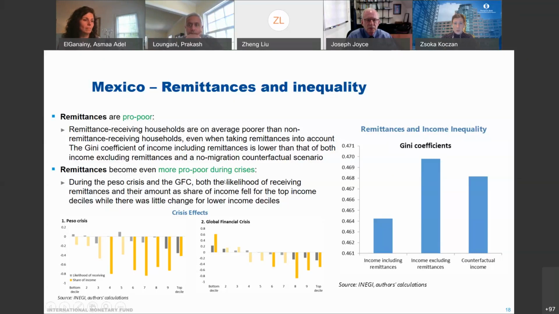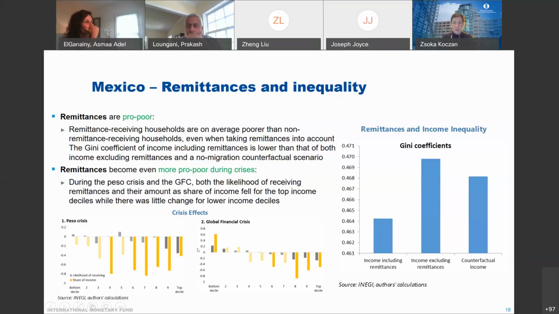The two bar charts at the bottom, the yellow-gray ones, look at what happens to remittances during the peso crisis and the global financial crisis. And these plot the likelihood of receiving remittances and remittance receipts as a share of households' income by the income decile of the remittance receiving household. And they show the effects during the crisis years relative to the years before and after the crisis.